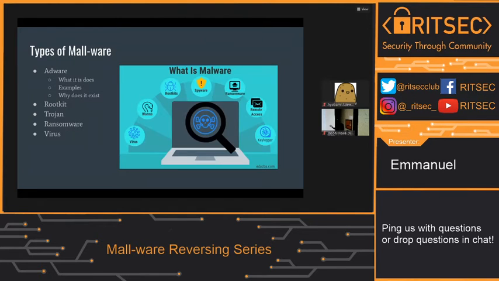So there are multiple types of malware. You guys probably know some of them. But for this talk, I am going to talk about these three: adware, rootkits, and ransomware and viruses. Obviously, there's more. As you can see in the picture on the right, there's worms, spyware, keyloggers, and all that fun stuff.